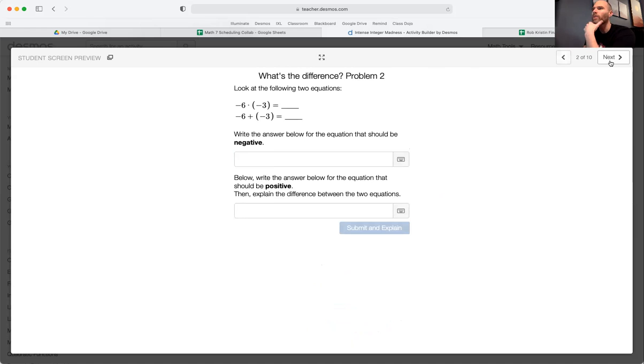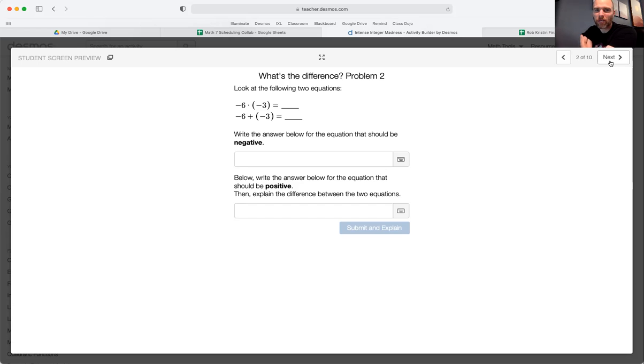Look at the following two equations. Write the answer below for the equation that should be negative. This is written kind of strangely, there's typos here. Okay, write the answer below for the equation that should be positive. Then explain the difference between the two equations.